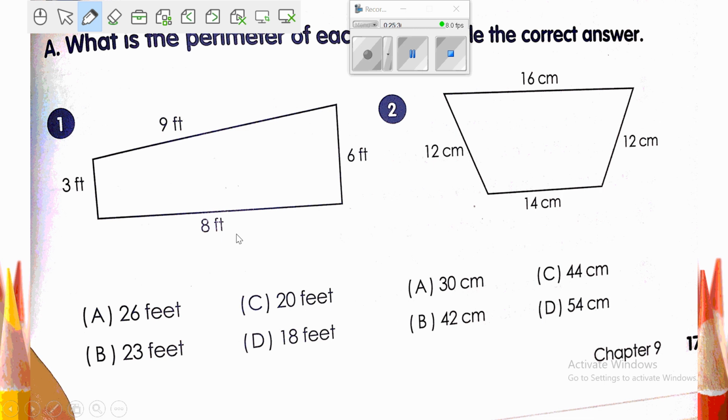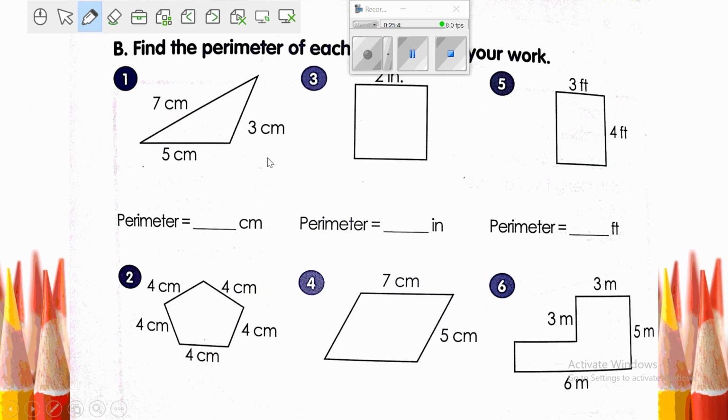Here you have to find, you just have to add the sides together and find out where the answer is. Yes, here find the perimeter of the shapes. Here all the sides are given. Here is a square. So what are the other sides? Remember, all the sides of a square are the same. Here is a rectangle. The opposite sides are the same. Here is the pentagon. All the sides are the same. Here is a parallelogram. Opposite sides are the same. So a parallelogram is the same as a rectangle.